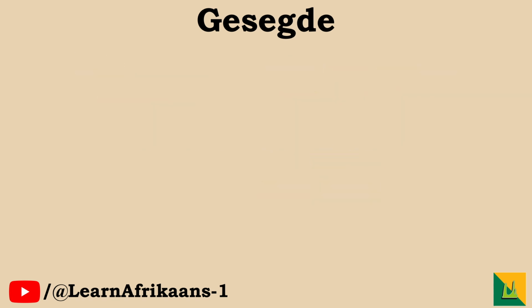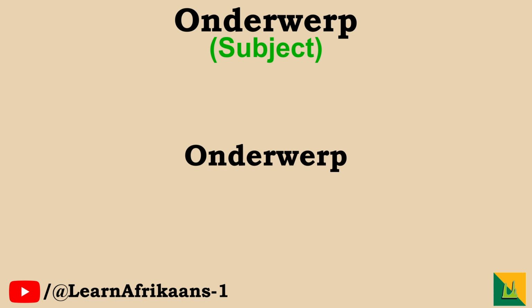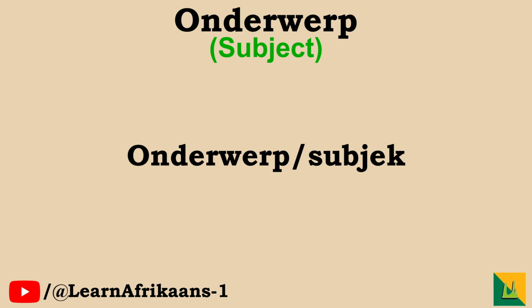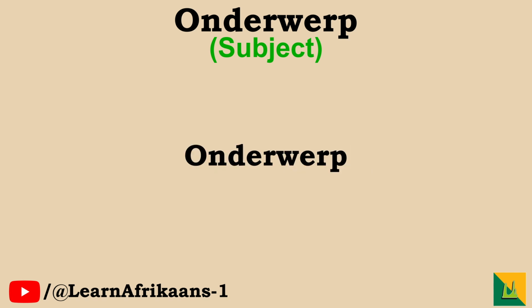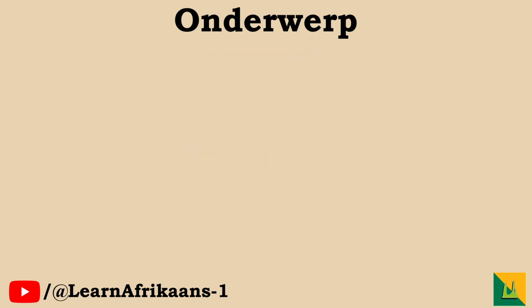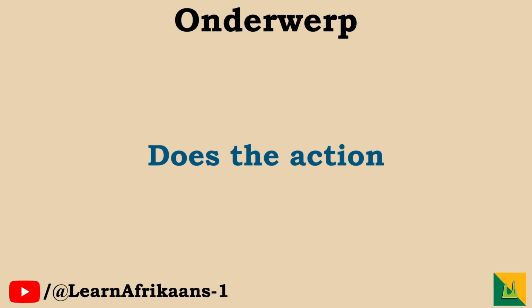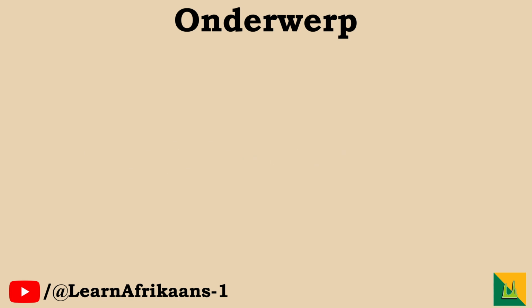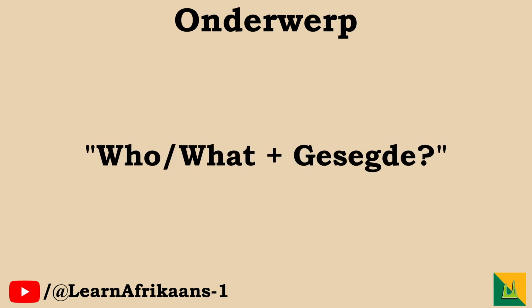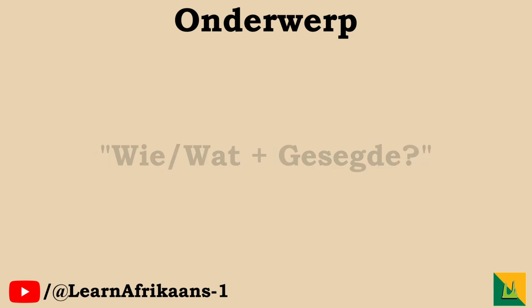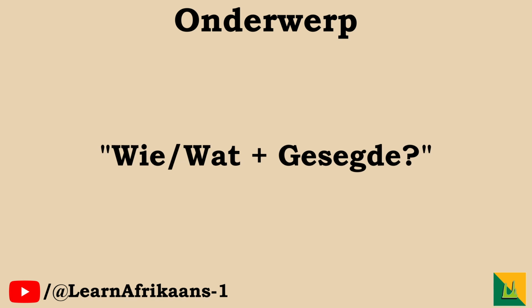Next is the onderwerp. In English, the subject, sometimes also referred to in Afrikaans as die subject, but we will refer to it as die onderwerp. The onderwerp is the one that does the action. If you want to find the onderwerp in a sentence, you can ask who or what plus the gesegde. In Afrikaans, wie of wat plus die gesegde.